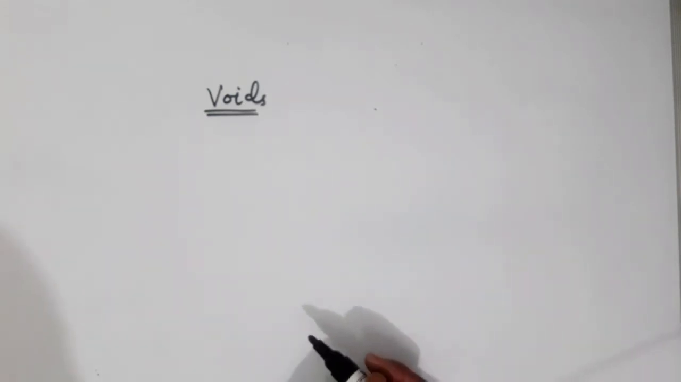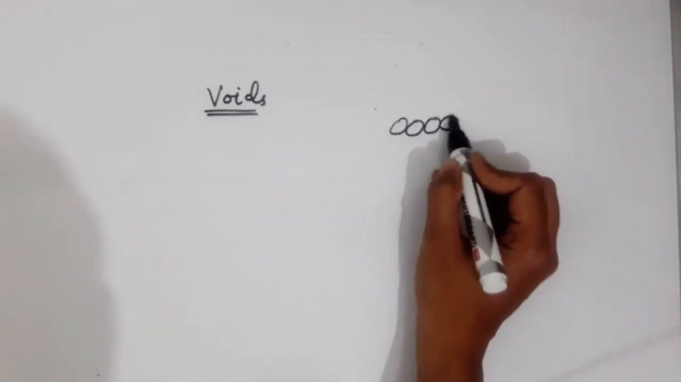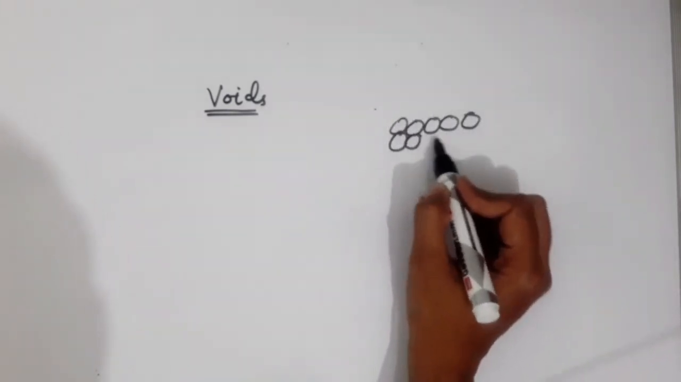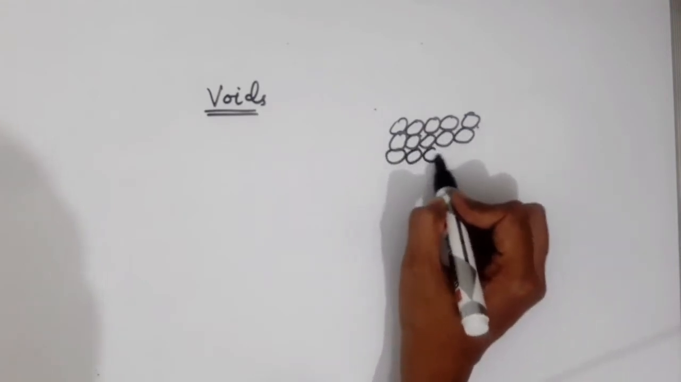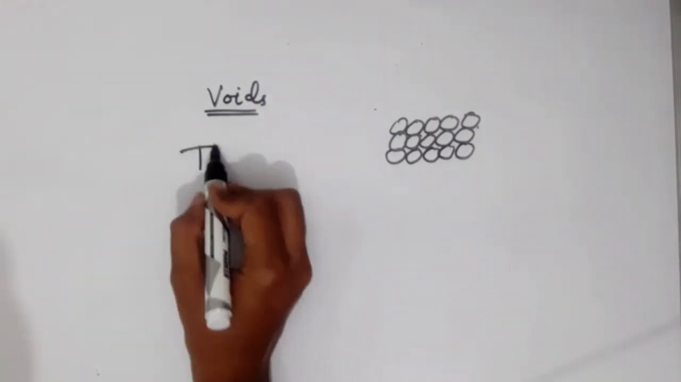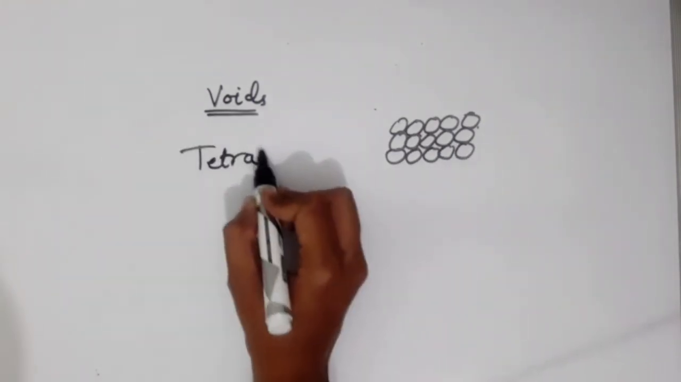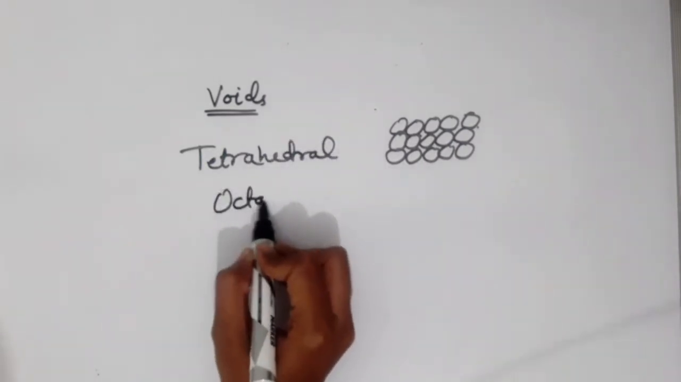In the last section we covered how unit cells are arranged in definite lattices. Now when you arrange these lattices in different layers, there are a few empty spaces in between, and these empty spaces are known as voids. Now based on the arrangement of particles, there are two types of voids. One is tetrahedral and another is octahedral.